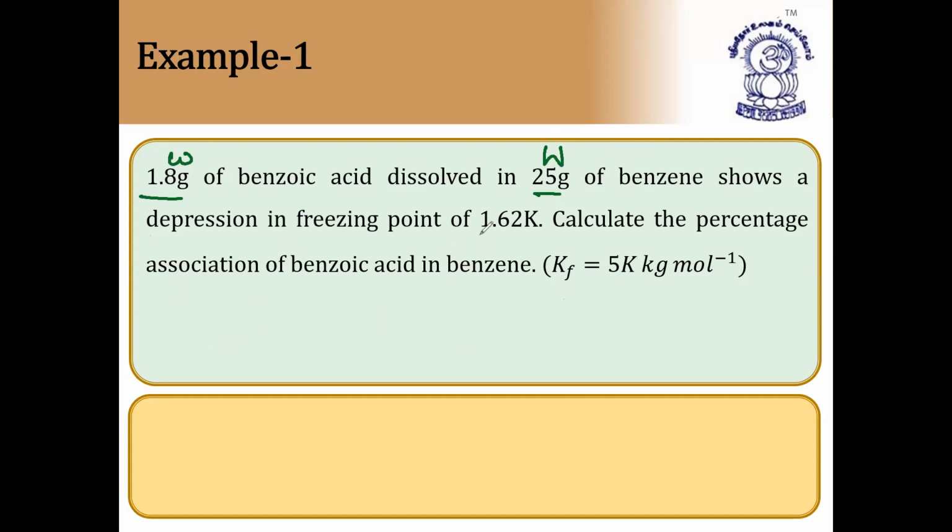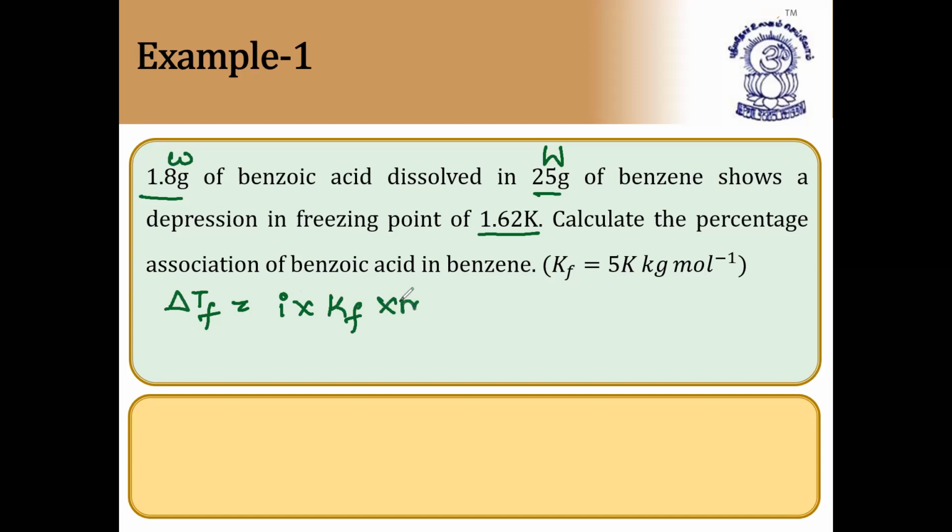So delta Tf is equal to i into Kf into m, where m is molality. So how to calculate molality? That is equal to i into Kf into weight of solute by molecular weight of solute into 1000 by weight of solvent. So if you substitute these values, definitely you'll get the answer.